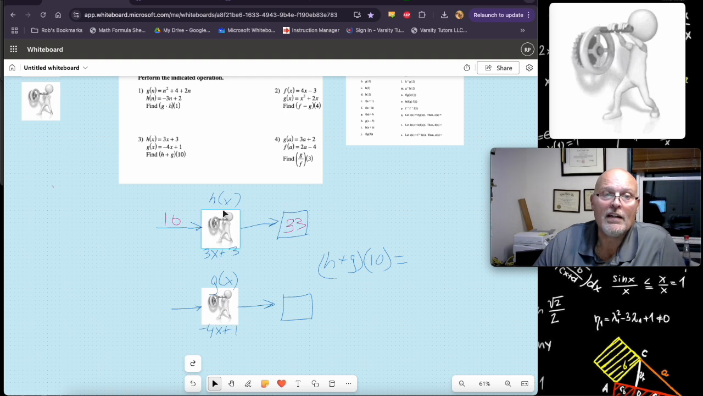So 10 into h of x, 3x plus 3, 30 plus 3 is 33. Plug 10 into g of x, and I'm going to get negative 39. When I add them together, I get negative 6. And that's how we do it. All right, we've got it.